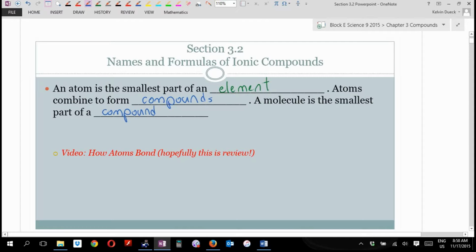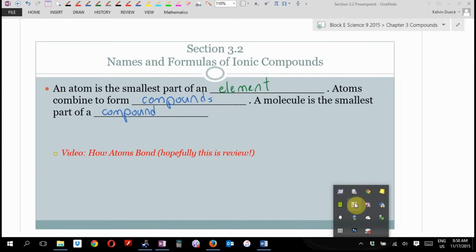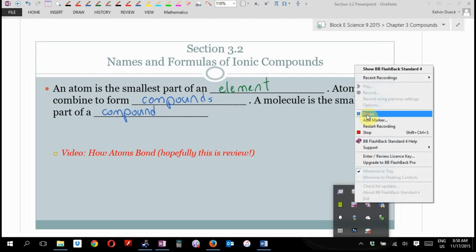So we just finished writing some chemical formulas. There was the Mg2, those things. Those would be compounds. Those would be molecules. If you put a bunch of them together of the same thing, we call it a compound. Put your pencils down. Hopefully this little video is review.